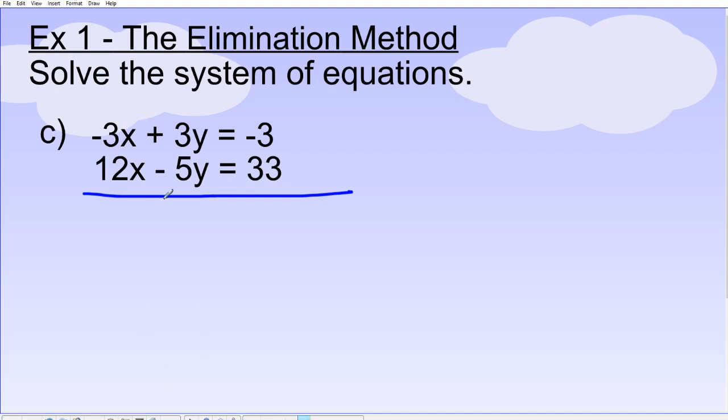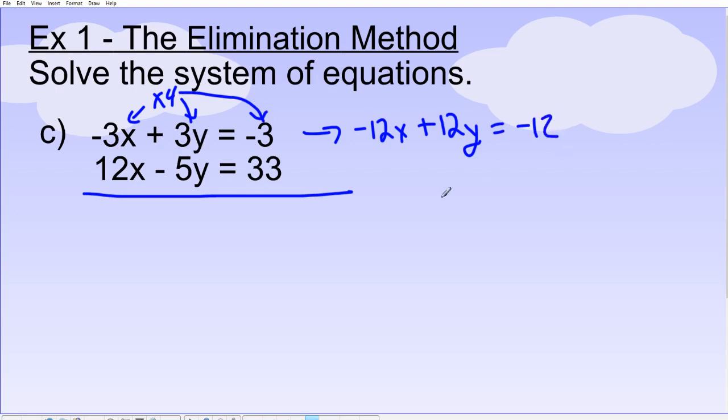Well, what would you multiply this by to get negative 12x? You'd have to times by 4, right? So if we're going to multiply him by 4, we have to do that to everything. So I'm going to write a new equation over here. Negative 3 times 4 is negative 12x. 3y times 4 is a positive 12y. 4 times negative 3 is negative 12.